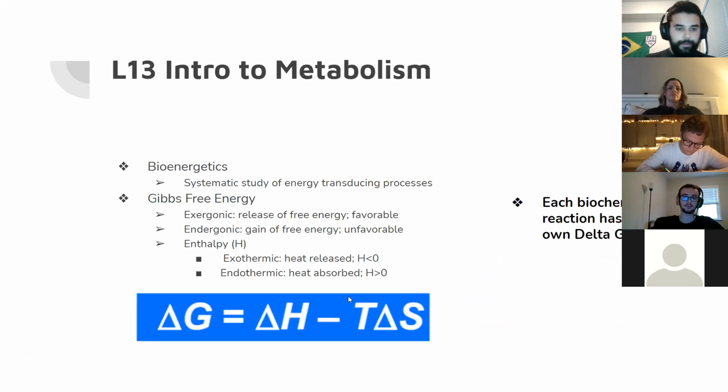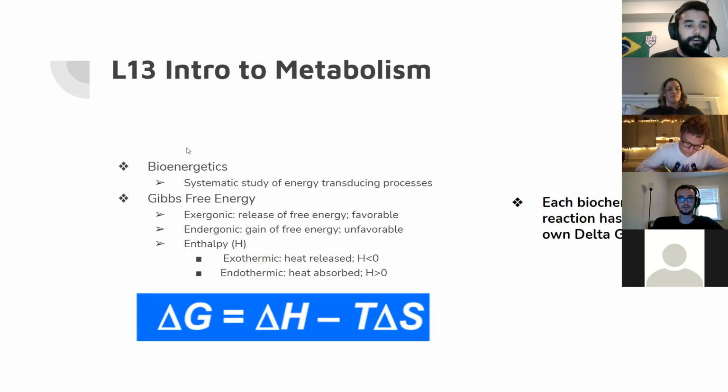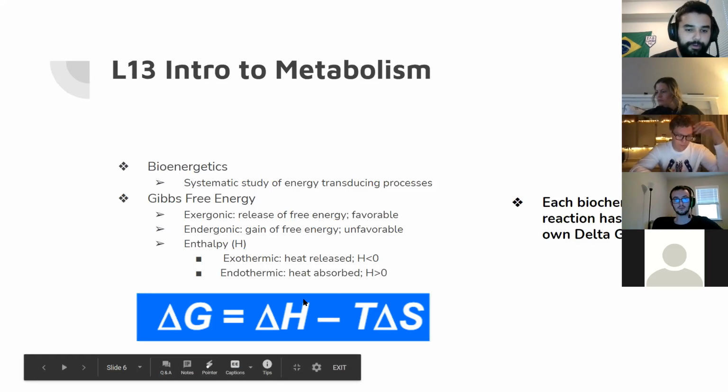Right. Now we're just going to jump into a little bit about bioenergetics, right? So this is the study of the energy transduction processes. So the energy that goes into or comes out of metabolic pathways, right? So this is just the study of energy in a living organism. So again, we're just going back into our Gibbs free energy, right? We talked about this for exam 1.